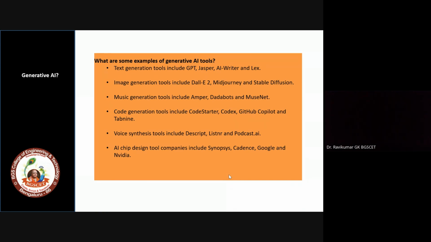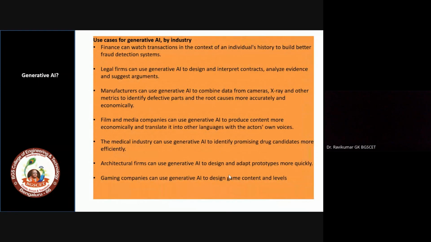Look at this. Whatever the field you take, whether text generation, image generation, music generation, code generation, or voice synthesis, there are separate tools for each. This is the beauty of generative AI. What I want to stress once again is that generative AI acts horizontally across all the verticals of our life nowadays. So what are some of the use cases for generative AI?